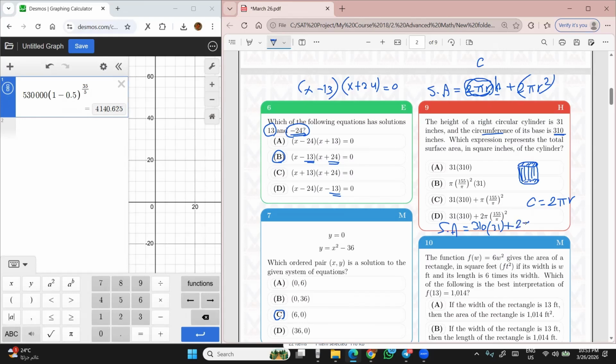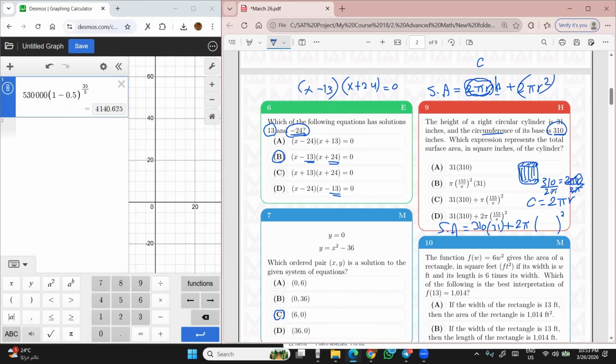2 pi and then r squared. How can we get r? R is not given, but we have the circumference. So as we mentioned before, you can use this formula to get the value of r. How can we use this formula? C is equal to 310, 2 pi r. 2 pi times r. How to get r? Divide by 2 pi on both sides. Okay, then 2 pi cancels 2 pi. We have r here. r is equal to this value.